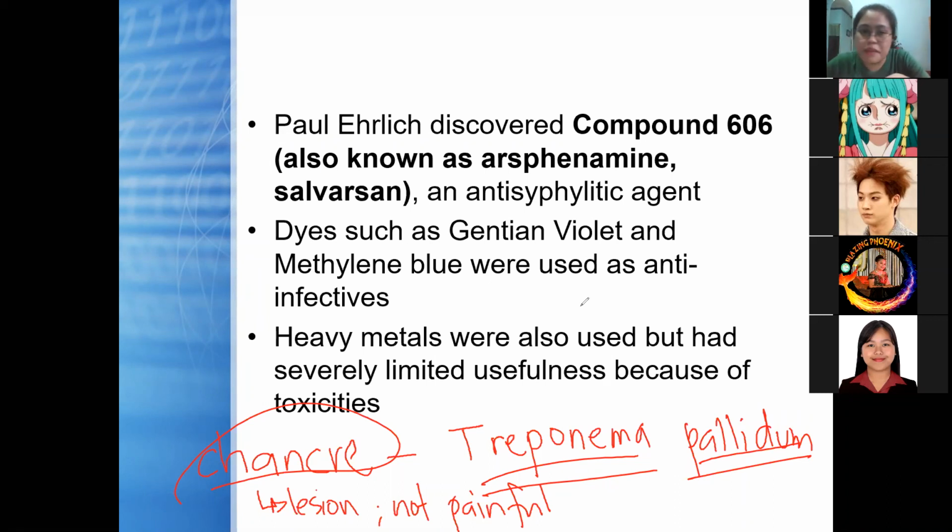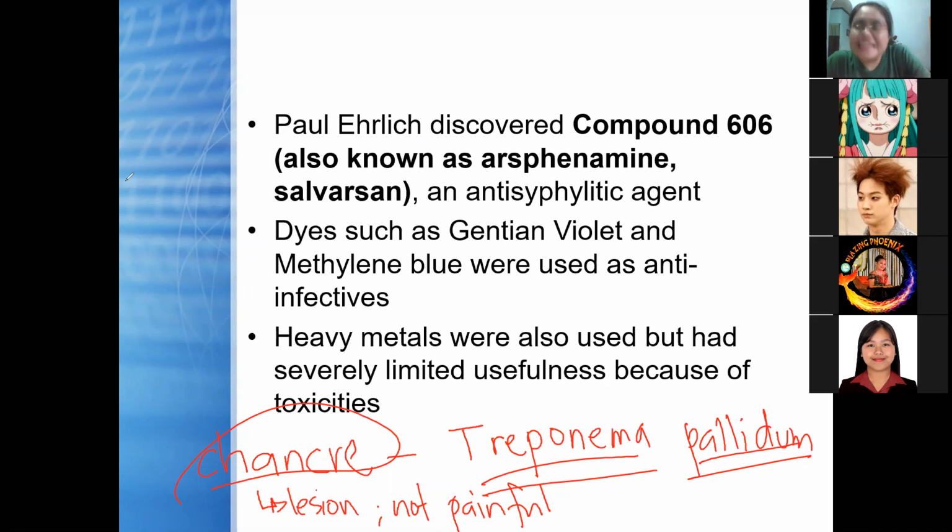It was discovered by Paul Ehrlich. Okay? So aside from that, there are also dyes, mga coloring materials or coloring agents nato na na-discover na pwede makapatay og microorganisms. That is why they are also considered as anti-infectives. So example, we have the gentian violet and the methylene blue. They are well known as coloring materials or dyes, but again, they can be used as anti-infectives.